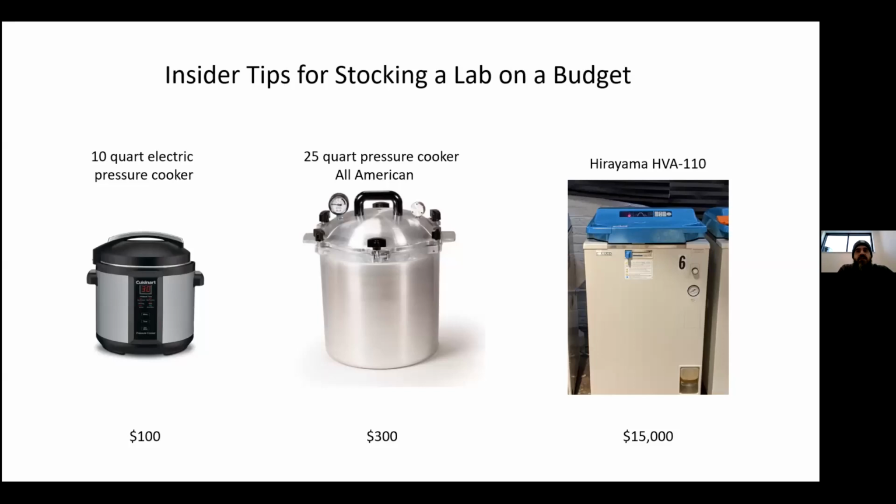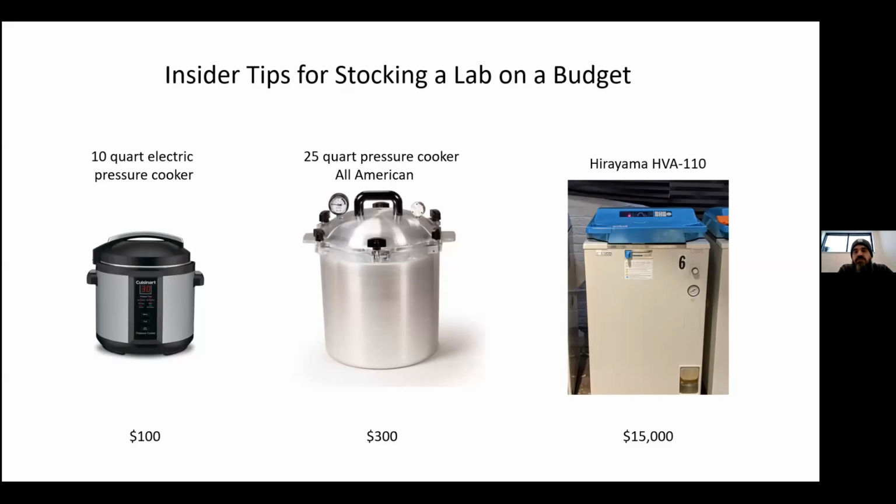And then finally, pressure cooker. So in the lab environment, a pressure cooker is called an autoclave. And we have plenty of autoclaves. We use lots of autoclaves because we need higher volumes. An example of a type that we use is on the right, Hariyama HVA 110. 110 stands for 110 liters. That's the capacity of that autoclave.